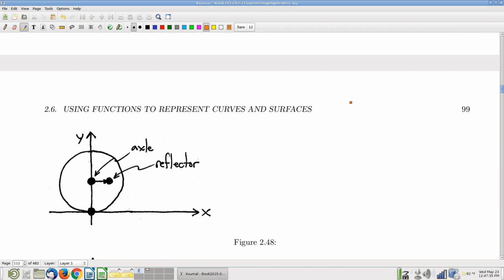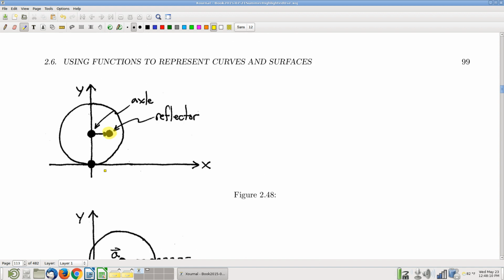Here's our picture. We've got our bicycle tire here. You'll notice that I've got it sitting on the x-axis. We're going to view the x-axis as being the road, the concrete. We're going to start with the reflector there. Oh, I should do that in yellow. There's the reflector. And you can use your imagination as this thing starts to roll. So how do we parameterize that curve?